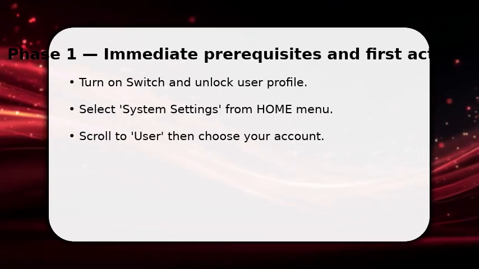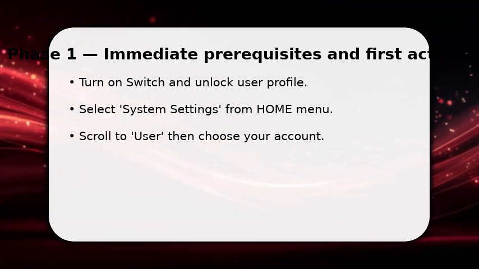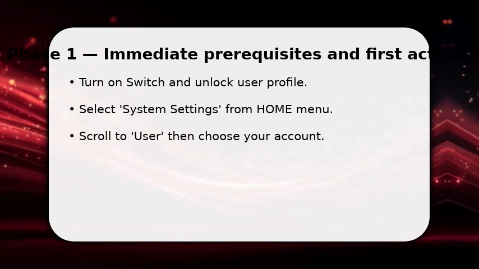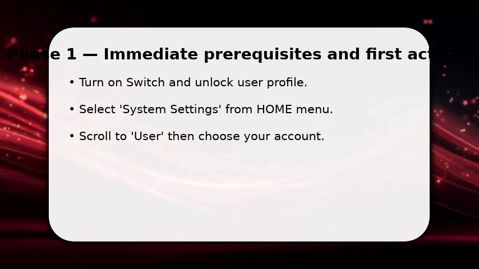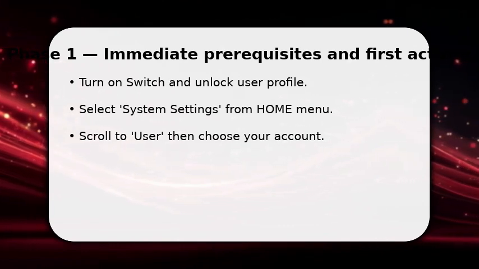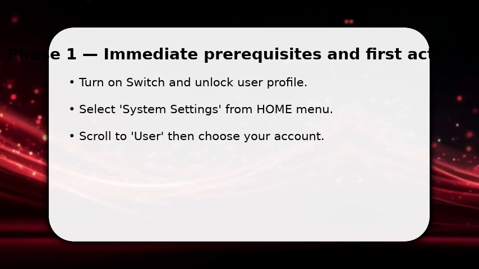You start by powering on the switch and selecting your user profile. This ensures changes apply to the right account. Next, open System Settings from the Home menu, move down the left column until you hit User. Tap or press on your account to enter privacy-related options. Once done, you'll be in the right place to manage sharing and visibility.